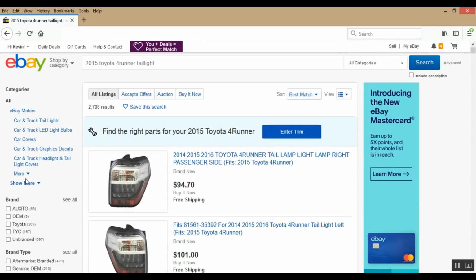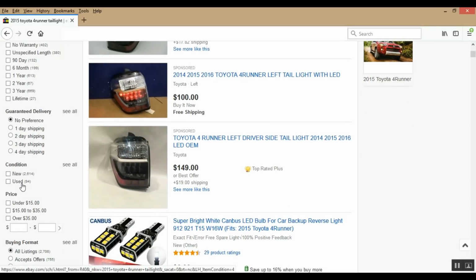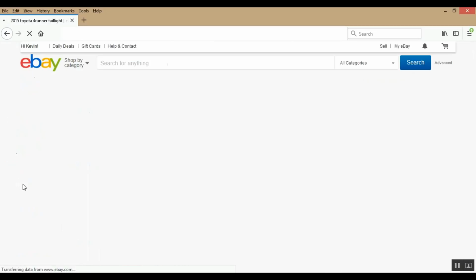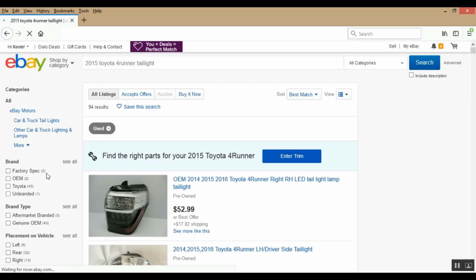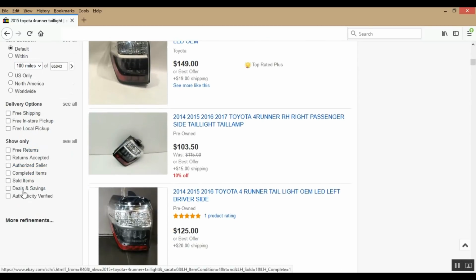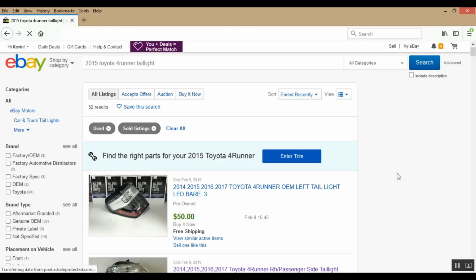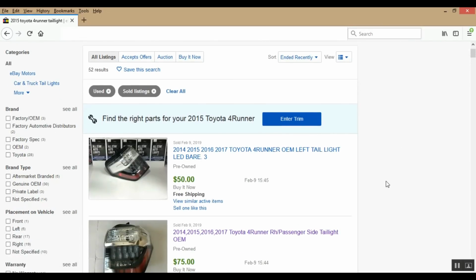But if you go over here to the side, I'm going to also knock it down to just used, because mine's used. I don't really care about new. All right. And I want to just look at solds. So towards the bottom here, right here, solds, which will also highlight completeds. This will show what people have actually paid and what they have sold for and when.